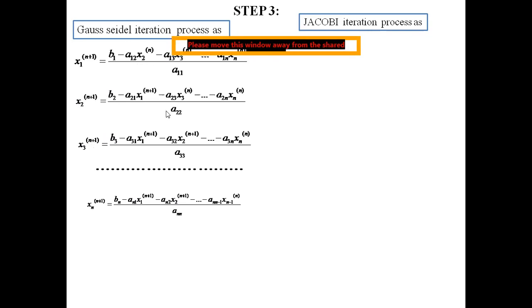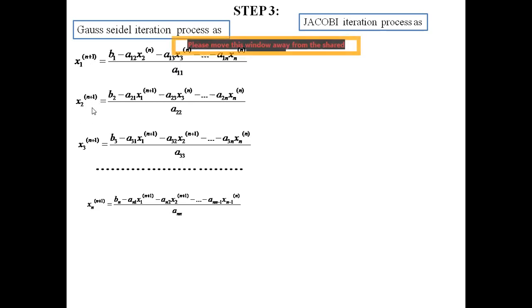So for example, if the initial approximation is 0, 0, 0, what to do in the first equation, you put x2 equal to 0, x3 equal to 0, xn equal to 0, all are 0. So the value of x1 is b1 by a11 in the first iteration. That means when n is equal to 0, x1 to the power 1, meaning the first iteration, is the value of x1. All the other variables are 0, so it is b1 by a11.